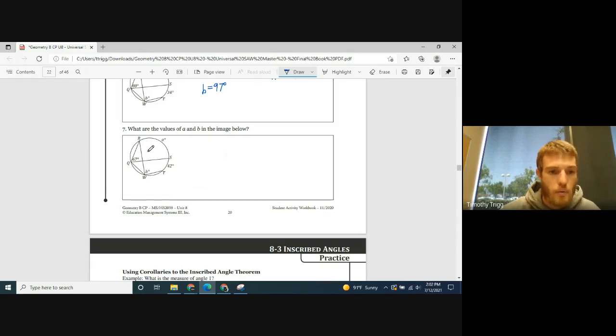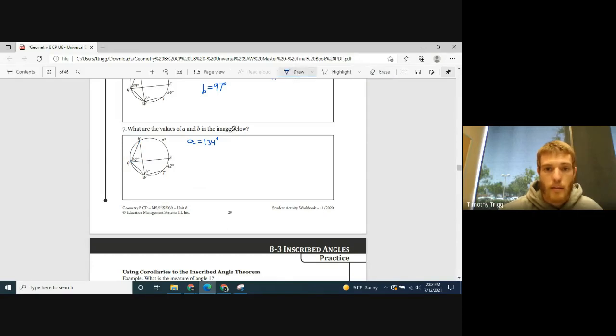I'm going to go over this one a little bit faster, but they give you angle RQS is 67. So what would be this arc from R to S? Well, it would be double whatever this inscribed angle is. So this arc, A, will be double the measure of this. So 67 times 2 gives me that A is 134.